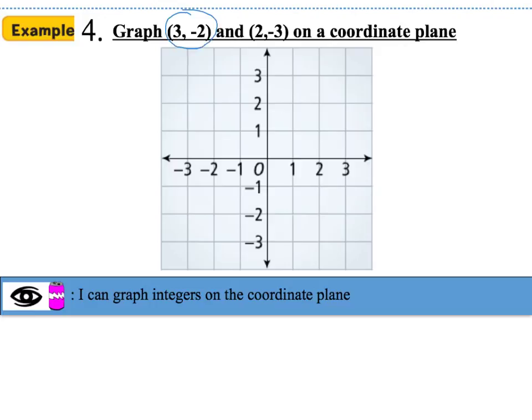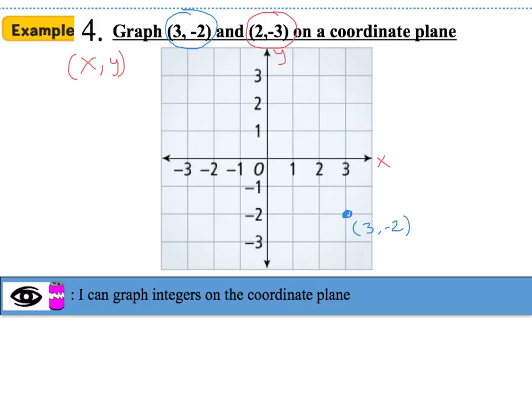Alright, so for example 4, it's asking us to graph the ordered pairs +3, -2, and +2, -3. So when I first start this, I'm going to use the x, y standard so that I know where to go. I'm going to call the one that goes left to right my x-axis, and the one that goes up and down my y-axis. So the first point that I want to graph is 3, -2. Starting at the origin, I'm going to go on my x-axis 1, 2, 3 spots. Then I'm going to jump down 2 spots on the y-axis, and I'm going to place my dot right here. So let's call that positive 3, comma, negative 2.